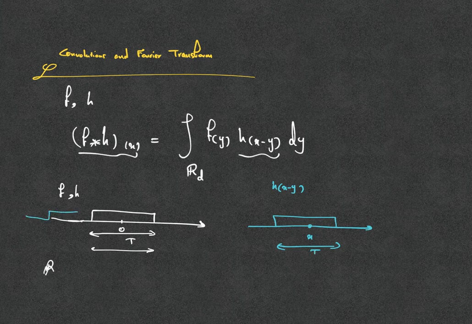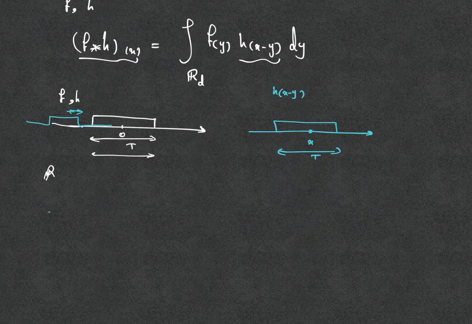So sliding this signal forward and then multiplying and computing the integration leads to this triangular shape result. That was just brought here to shed more light on how convolution works.